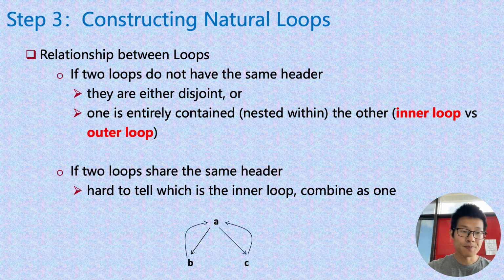Look at the graph below. It has two loops, A, B, and A, C. The two loops share the same header A, so we can combine them as one. Such kinds of flow graph often appear in a program that has a loop with an if and else branch in it.